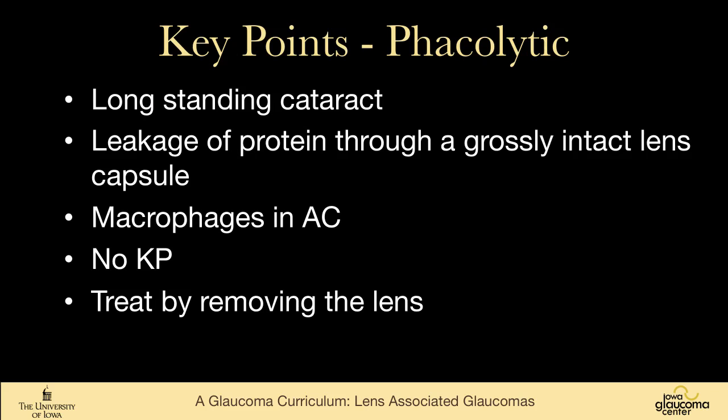Phacolytic, long-standing cataract, leakage of protein through a grossly intact lens capsule. Again, grossly intact. They have macrophages in the anterior chamber. There's evidence that the high molecular weight protein by itself can cause the obstruction of outflow. They don't have keratic precipitates, and you treat them by removing the lens, which is challenging.